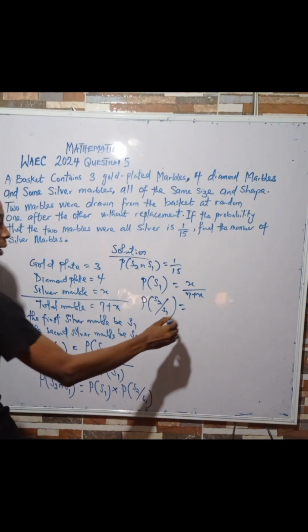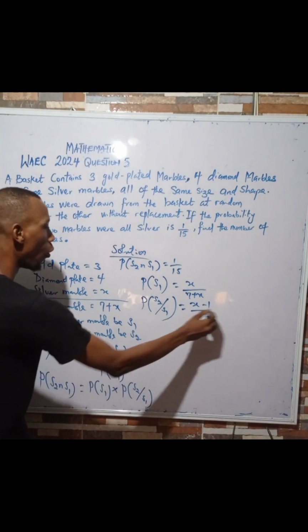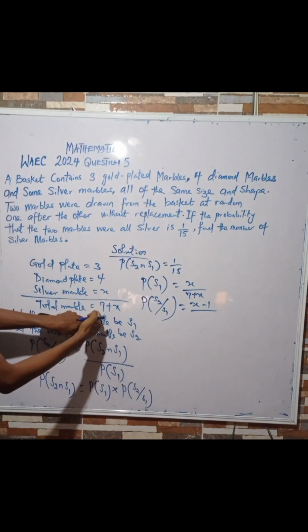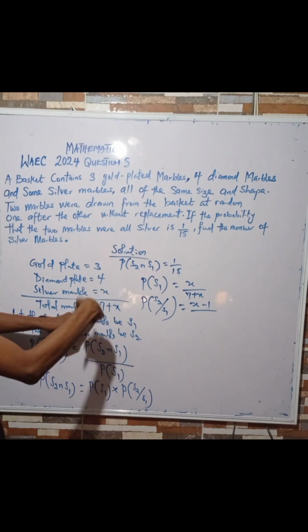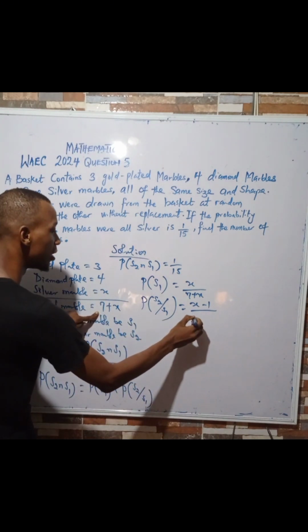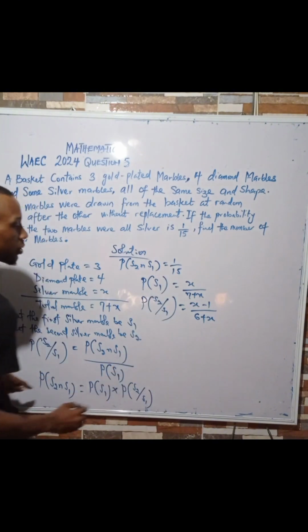Silver marbles has reduced by 1. That will be x minus 1 over the total. Now the total can no longer be 7 plus x again, because the marbles have been reduced, the ball was not replaced. Then it becomes 6 plus x.